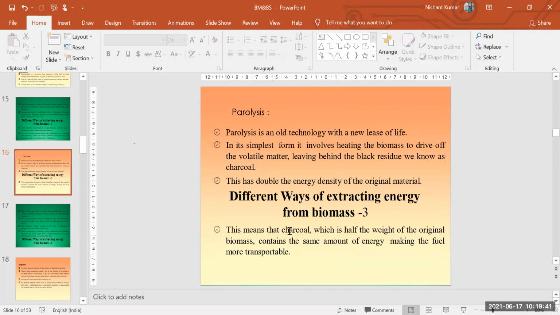This means that this charcoal, which is half the weight of the original biomass, contains the same amount of energy, making the fuel more transportable. Nowadays, on a lot of websites on the internet, you could get wood charcoal or burnt charcoal being sold for barbecue and other purposes. So that wood charcoal is very good.